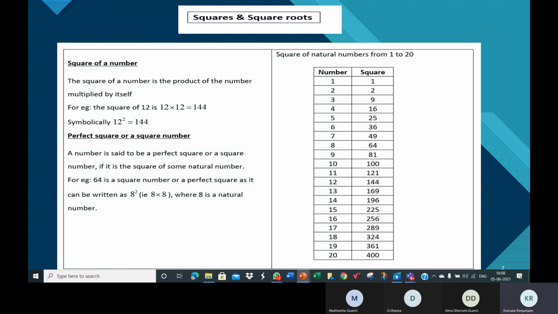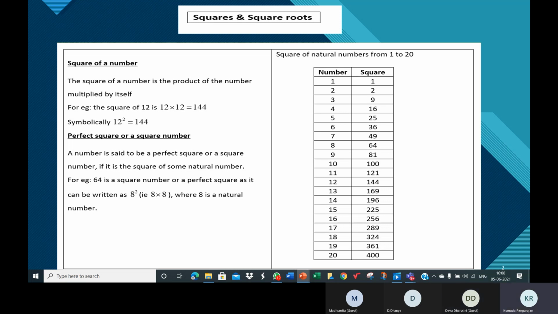So we're taking up a new chapter today, squares and square roots. I have one more assignment to share with you on linear equations. On Tuesday, let's discuss the answers to both assignments. Some answers are pending from the first assignment on linear equations, along with the answers of the second assignment, which I'll be sending today. We'll discuss both of them on Tuesday.